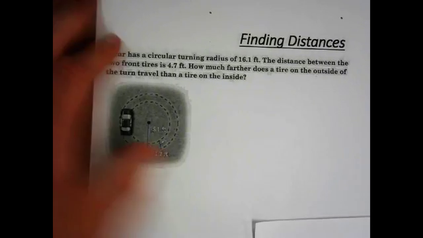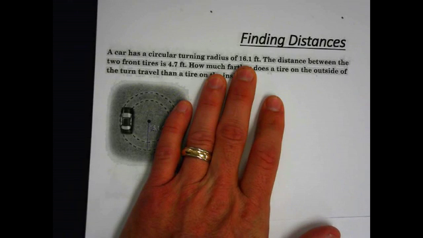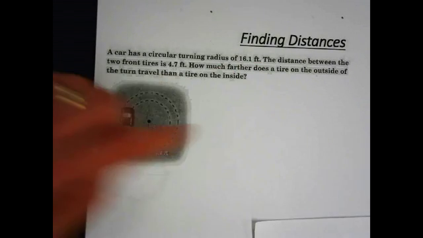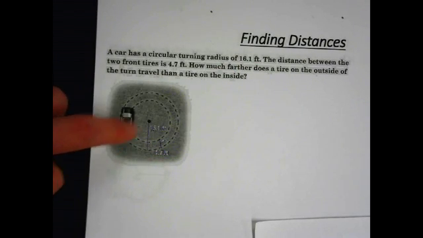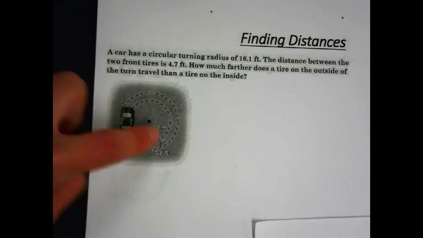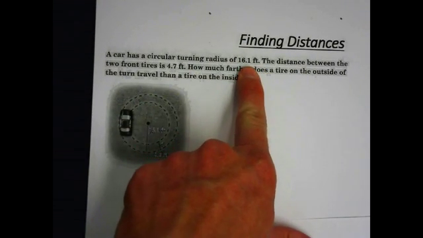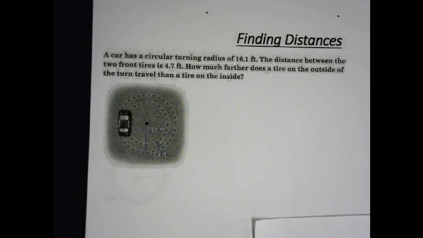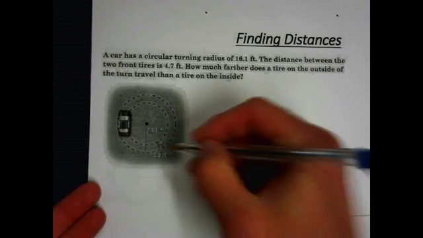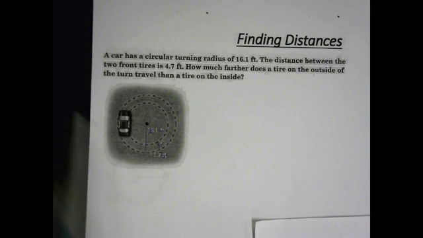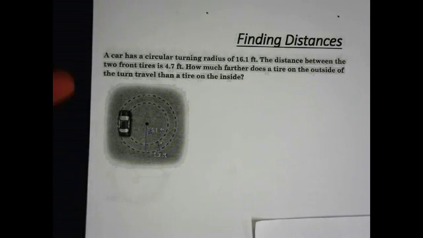So here we have a problem. A car has a circular turning radius of 16.1 feet. That means the outside tire, if going around a fixed point, the radius will be 16.1 feet. The distance between the two front tires is 4.7 feet. How much further does the outside tire go than the inside tire?